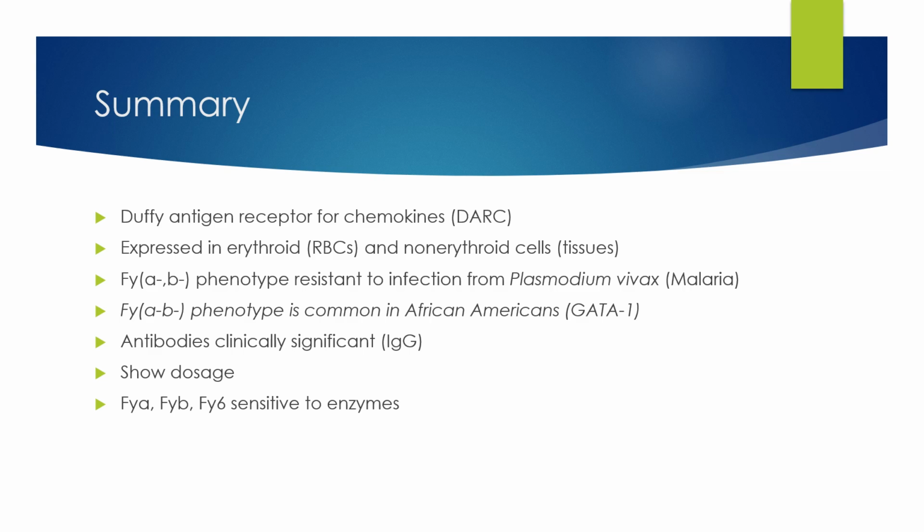The Duffy A, Duffy B negative phenotype is resistant to infection from the malaria parasite Plasmodium vivax. Duffy A and Duffy B negative individuals are more common in African Americans due to the GATA1 mutation found in this population. Duffy antibodies are clinically significant and comprised mostly of IgG1.